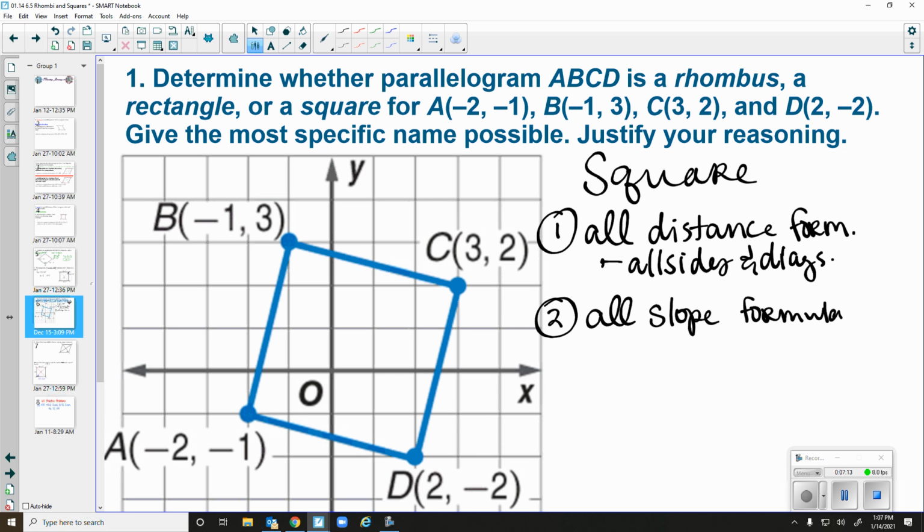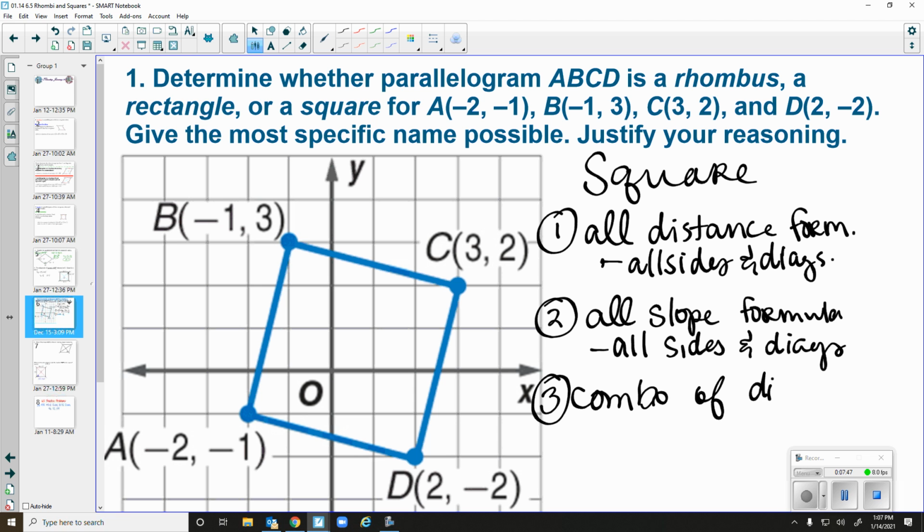What would you have to find the slopes of to prove it's specifically a square? The sides, because the sides prove that they're 90 degrees, and then the diagonals prove that you have a perpendicular diagonal, which is what goes with a rhombus. So all sides and diagonals. Or you could do a combination of both. So a combination of your distance formula and slope.